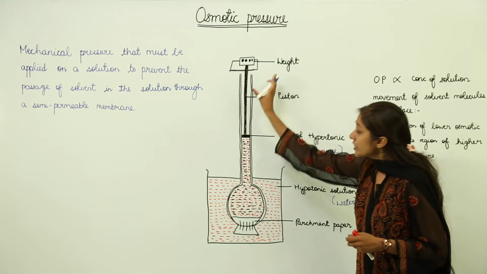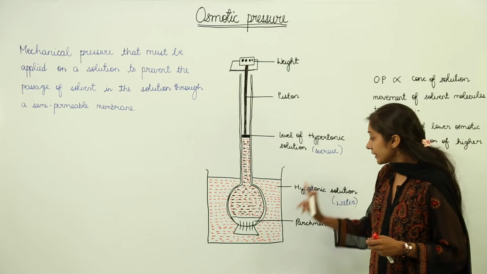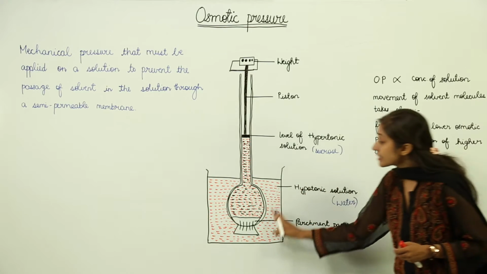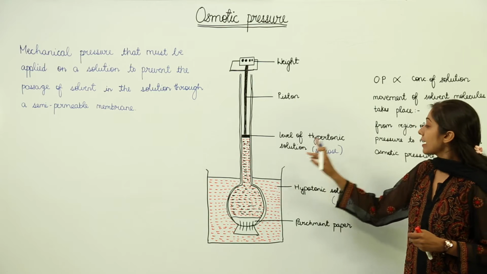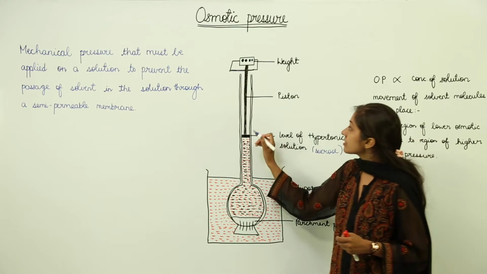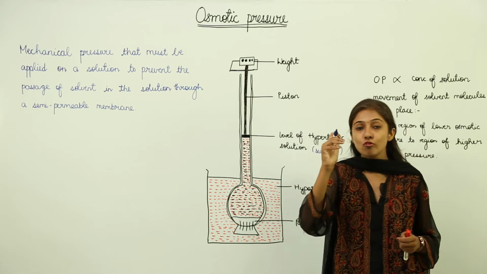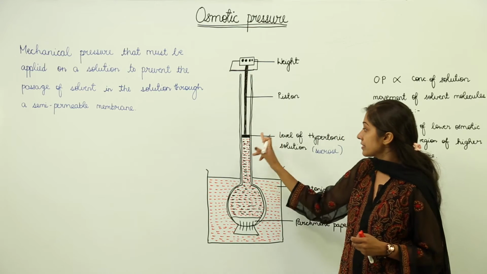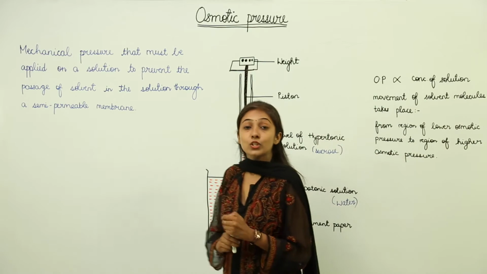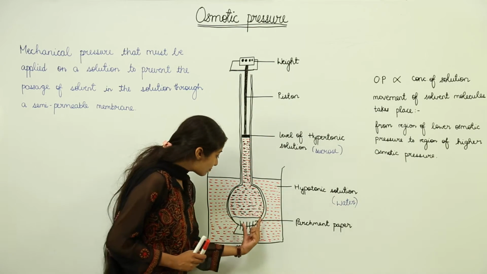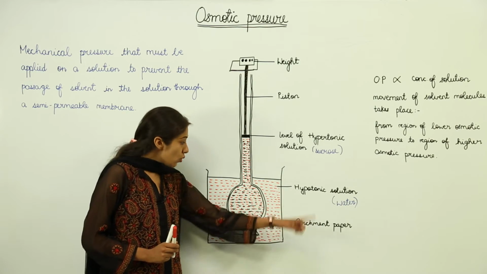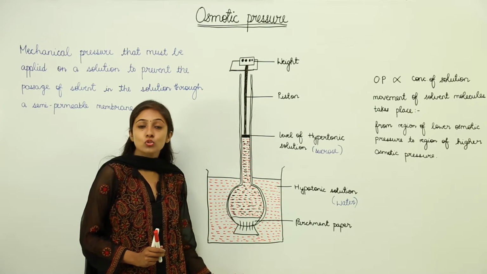So, you take a thistle funnel and a beaker. In the beaker, put hypotonic solution, that is, we have put water, and in the thistle funnel put hypertonic solution, that is, we have put sucrose, the sugar solution. Now, we have inserted a piston which is going to move upward and downward. Now, what is going to happen? After some time, because we have put this parchment paper which is acting as a semi-permeable membrane, osmosis is going to take place.